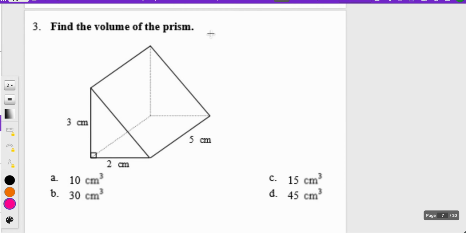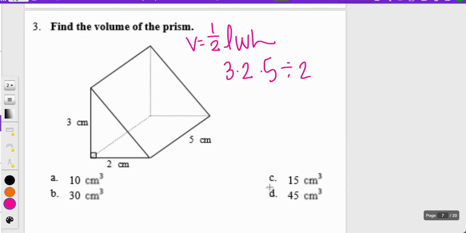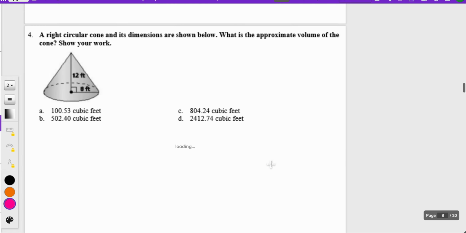Number 3 is a triangular prism. This one, to find the volume, we're doing 1/2 of the length times width times height. So I'm going to do 3 times 2 times 5, then divide by 2. So 3 times 2 times 5 is 30, but dividing by 2 gives me 15. So we would pick C, 15 cubic inches.